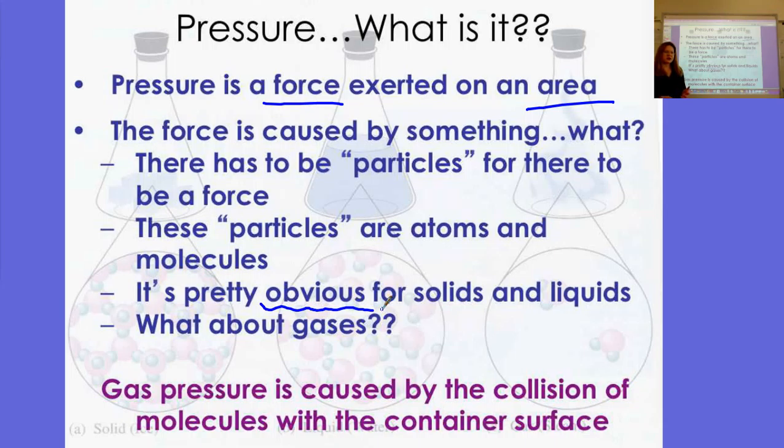But what causes pressure in a balloon? The gas pressure in a balloon filled with a gas is caused when the particles inside the balloon collide with the molecules and the surface of the container. So as they're bouncing about, they're actually causing the pressure that allows the balloon to inflate.